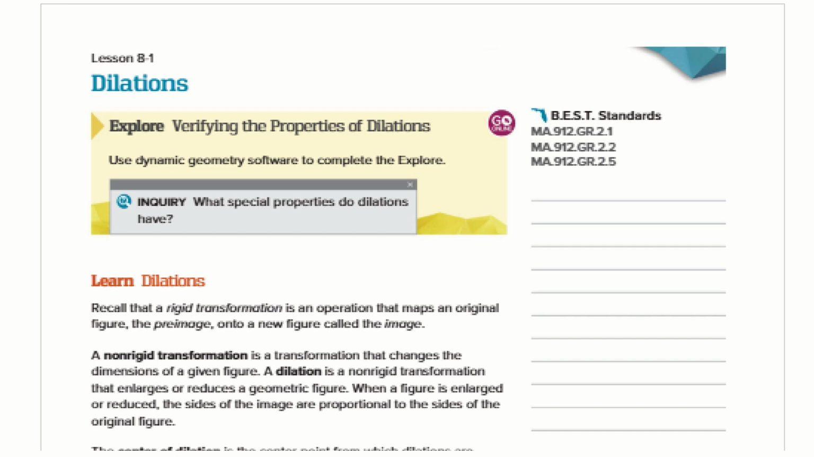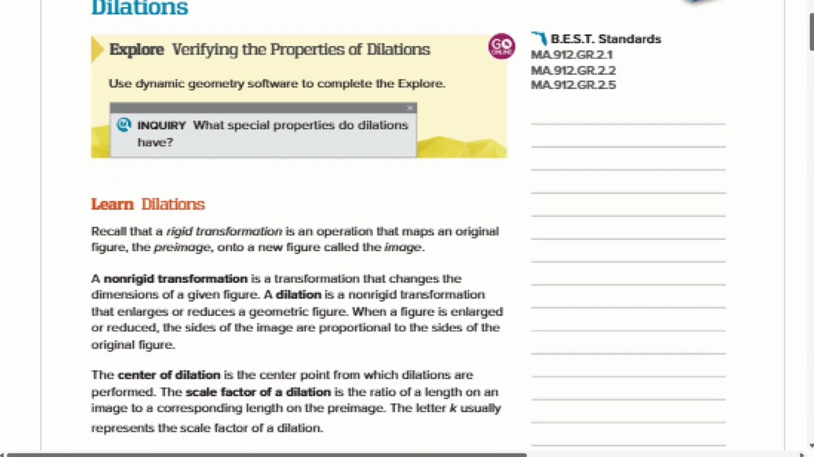Hello class, welcome to lesson 8.1 on dilations. So we're going to talk about this special transformation.